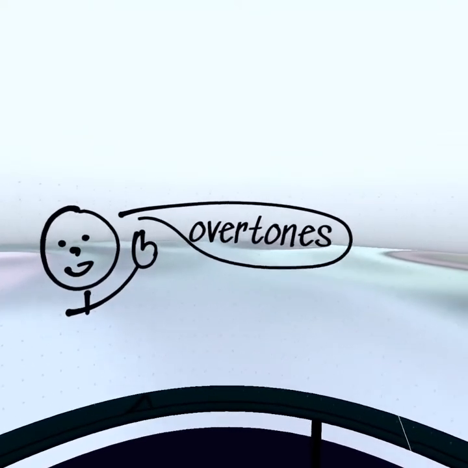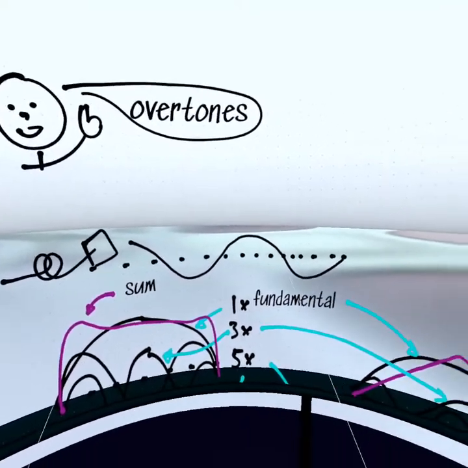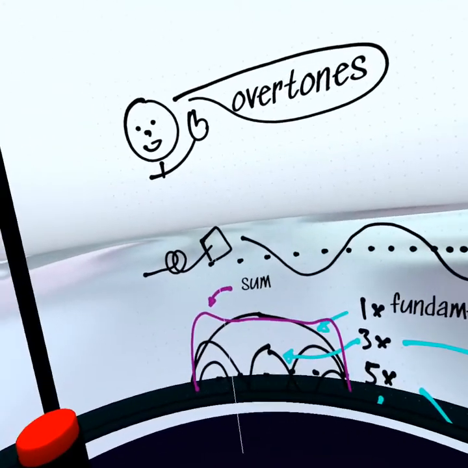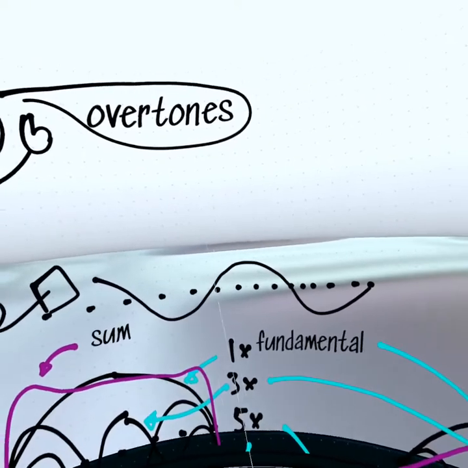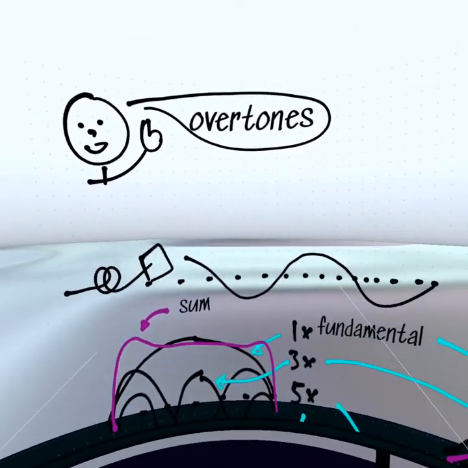Hi, and welcome back. Today I'm going to talk about overtones. Overtones are what give character to pitches. And so an ideal spring that we saw previously will produce a pure tone, it will produce a sine wave. But not everything in the world is a pure tone.